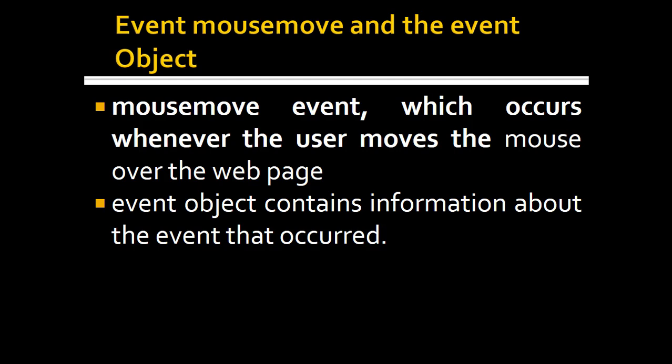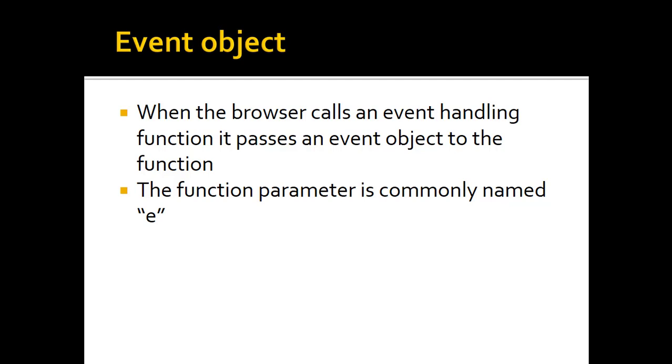Now we need to discuss what this event object is. This event object is an object which contains all the information about the event that occurred. When the browser calls an event handling function, it passes an event object to the function. We will be discussing, by using a program, how that particular event object is passed to an event handling function. That particular function parameter is commonly named e. Commonly the name of that event object will be e. We will be looking into that.